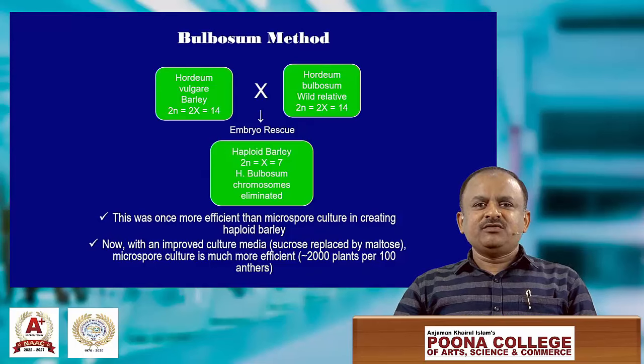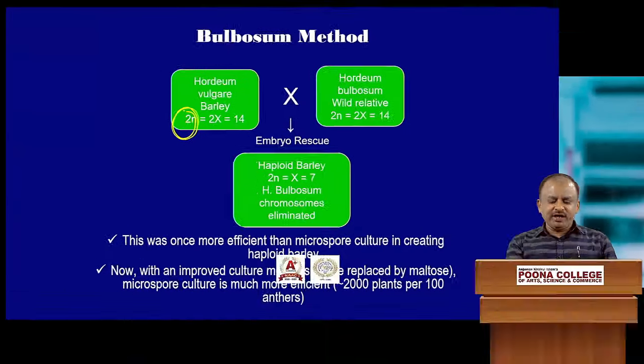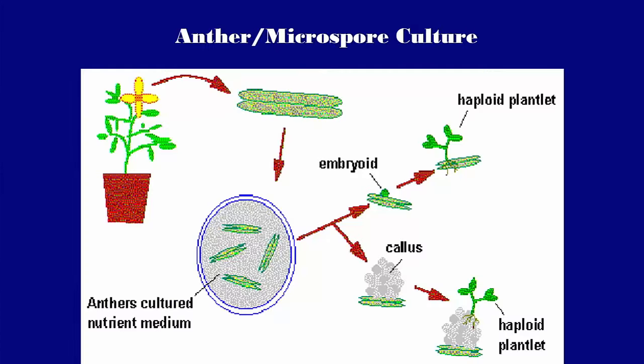So this is one more method, the balsam method. Here the chromosome number is 2n, which leads to 14 chromosomes, which is crossed with another variety, and we get embryo rescue and haploid production. Here the chromosome number is 7. So from the 14 chromosome number we are getting haploid here. Haploid production is possible with the help of this technique.